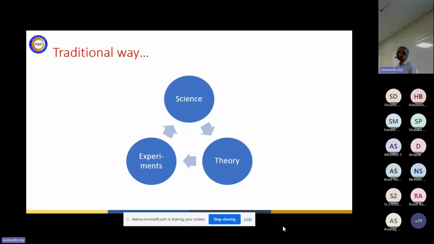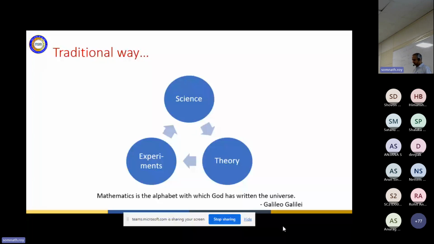This is what we have been doing till computers came in. This is the way Louis Pasteur did it. This is the way Newton did it. This is the way many other Nobel laureates did it. They proposed the theory, through experiments they proved it, and then we accepted it as science. However, while they were doing all of this, the underlying fact was what Galileo said a few centuries ago, that mathematics is the alphabet with which God has written the universe.